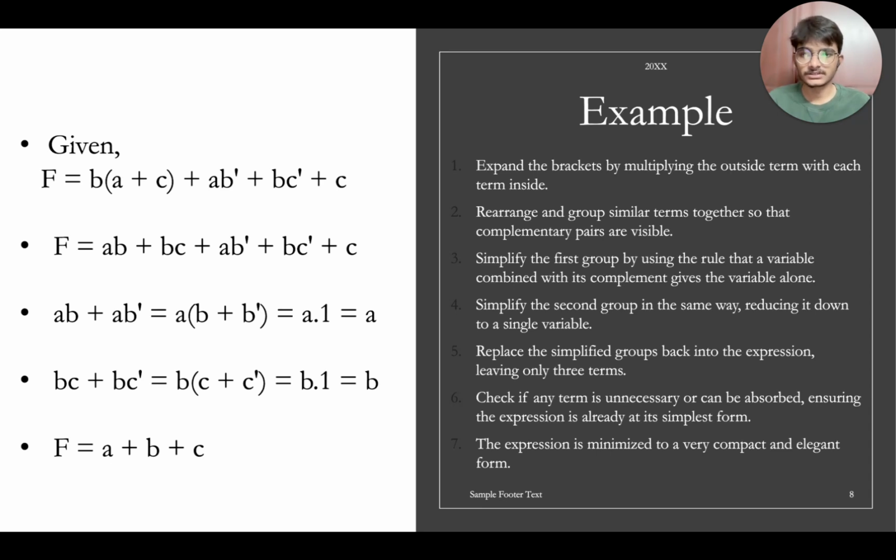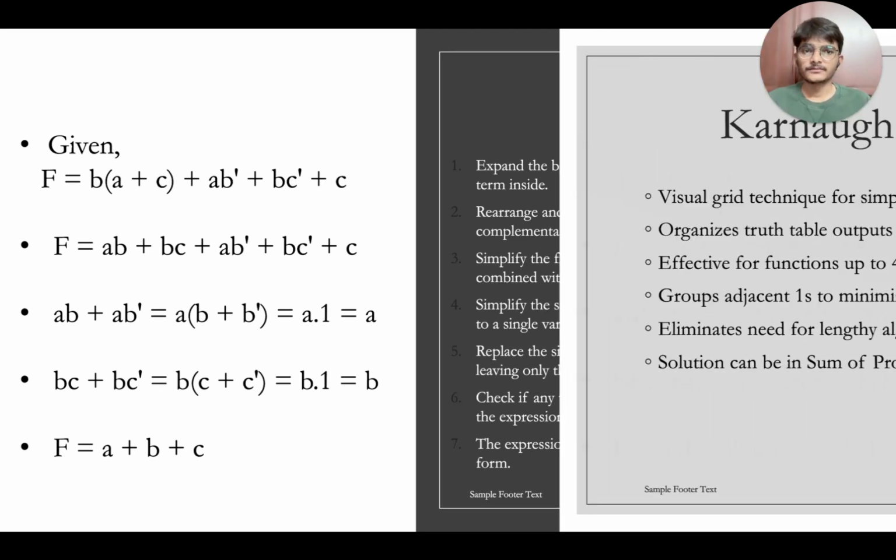Now let us go to the next group: bc + bc'. In this, b is the common term. Let us take that common, and as we know, c + c' results in 1, so c into 1 gives c. Now the minimized result from the given function is f = a + b + c. Here we need to understand that the given function and the simplified function both give the same output. Let's go to the next slide.